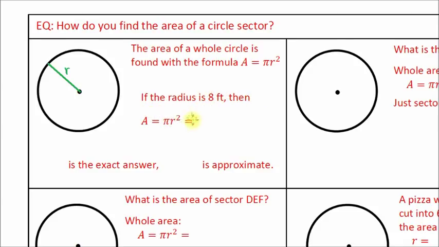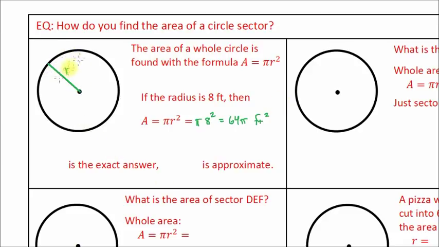Pi r squared. So for this example, what if the radius was 8 feet? Then the area would be pi times 8 squared. Now we're going to square the 8. 8 times 8 is 64. So the area would be 64. Remember, we put pi at the end. And now we've got to be careful here. We know the radius is in feet, but area is always in squared units. So this is 64 pi feet squared. So there is the entire area.